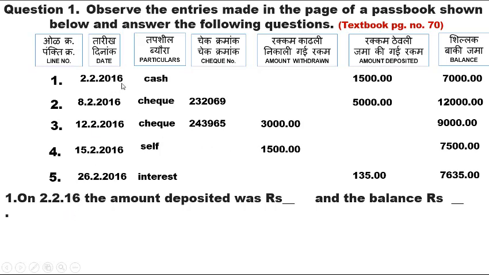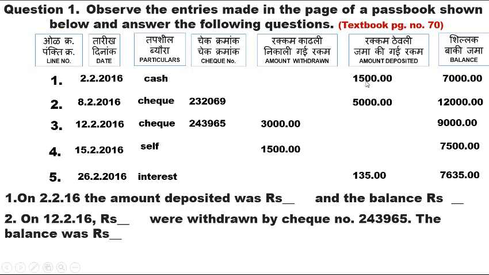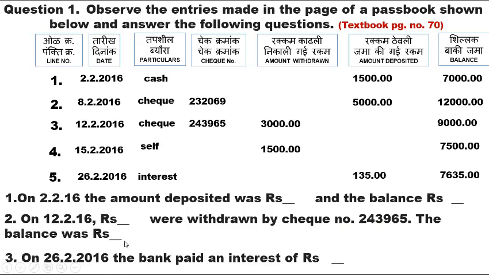On 2/2/2016, the amount deposited is equal to 1,500 and total balance is 7,000. Second, on 12/2/2016, dash rupees were withdrawn by check number 243,965 and the balance was rupees dash. Third, on 26/2/2016, the bank paid an interest of rupees dash. The first answer is 1,500, second answer is 7,000.